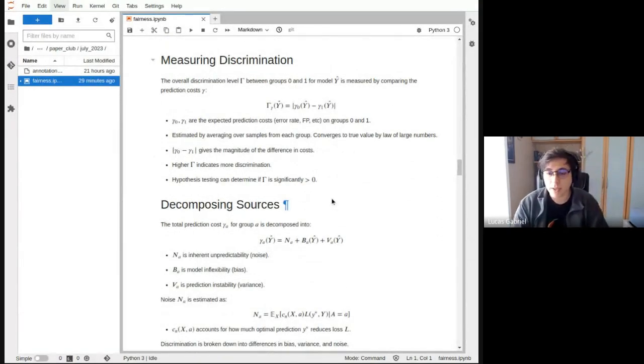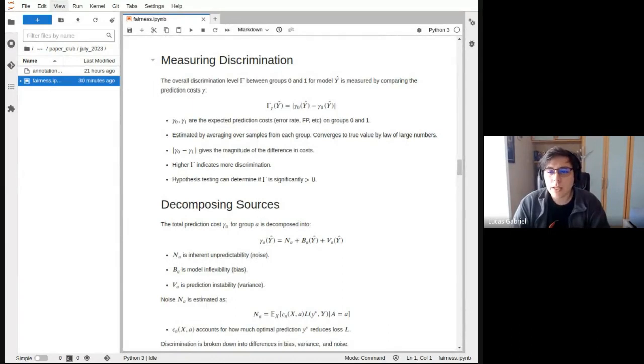We have this idea of the big gamma. We can calculate discrimination. If big gamma is close to zero, equal to zero, it means that the discrimination between, let's say, gamma zero and gamma one, where zero is one category and one is another category, for my problem, if they are equal, the discrimination, the big gamma, is going to be zero. So if they are equal, there is no discrimination.